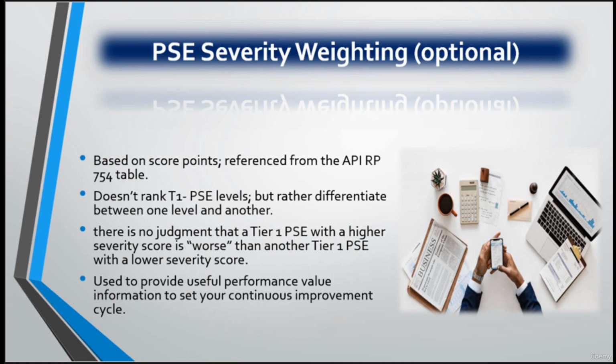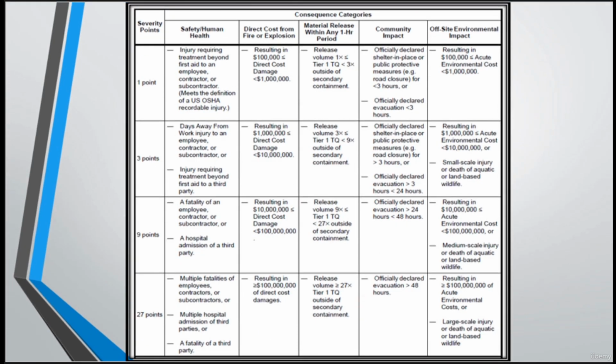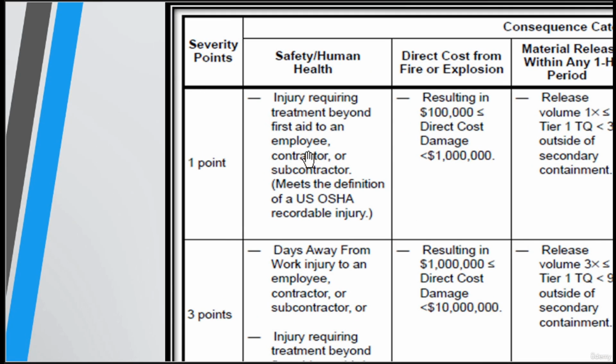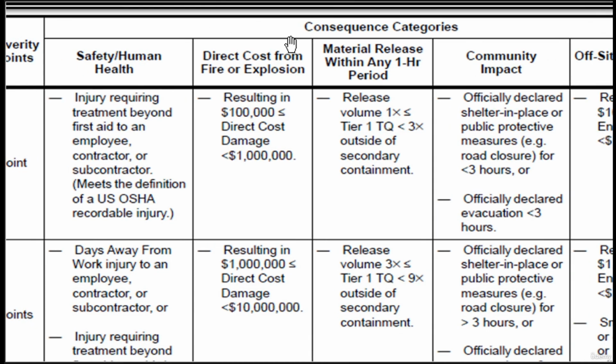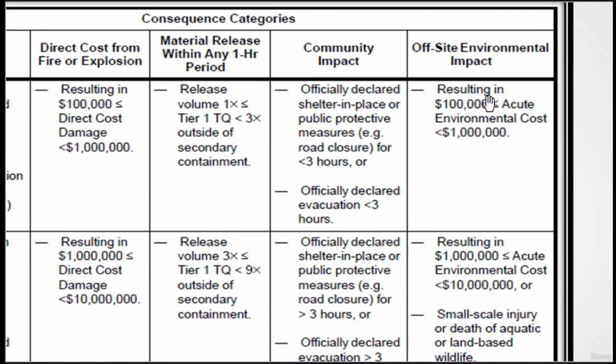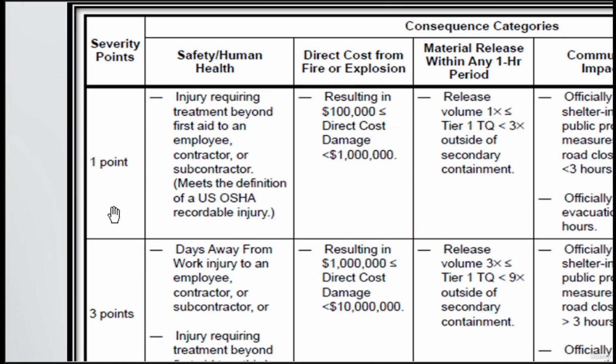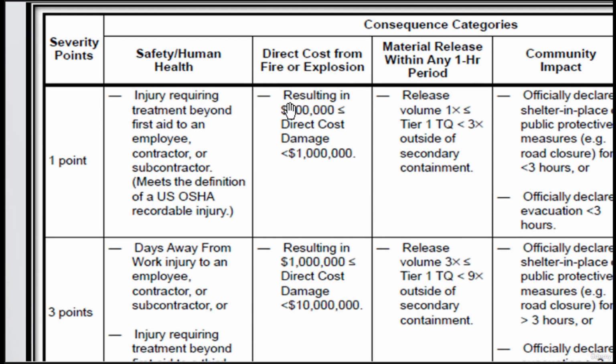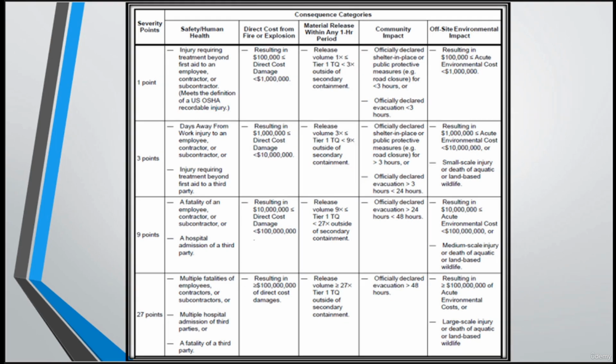So let's see the table. I'm going to zoom in. This table is a standard table. Regarding the consequence categories, you have safety and human health, direct cost from fire and explosion, material release within a 1 hour period, community impact, and off-site environmental impact. For the severity points, you have 1 point if there is an injury requiring treatment beyond first aid to an employee, contractor, or subcontractor. For direct cost, it will be direct cost damage of less than 1 million. So this is a score of 1 point. I'm just giving an example. You don't have to go through all of this. I will attach it as course reference material.